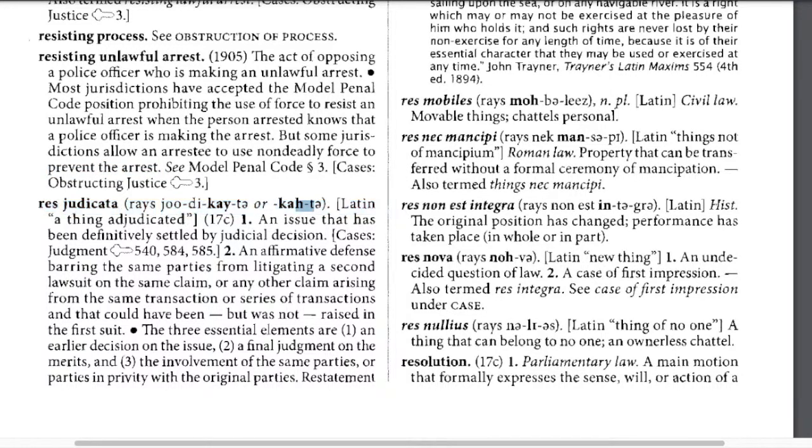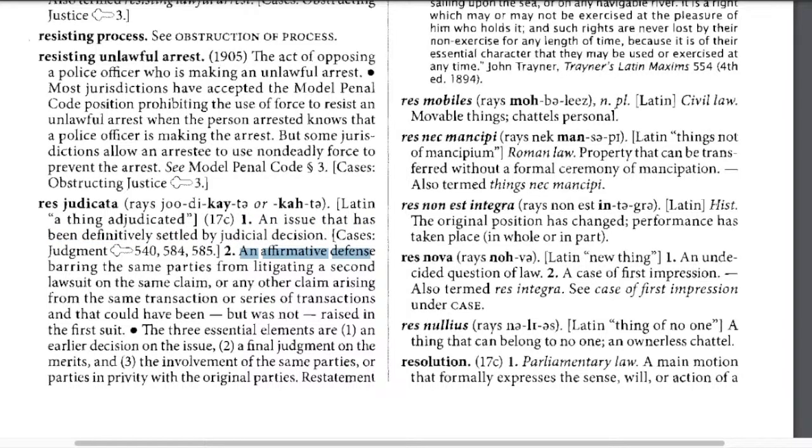Judicata or cata. Okay, well, first one's res judicata. Res. Okay, res. That's Latin for you. All right, 17th century. An issue that has been definitively settled by judicial decision. This is like your stare decisis and all that, right? An affirmative defense, also, that's one definition.